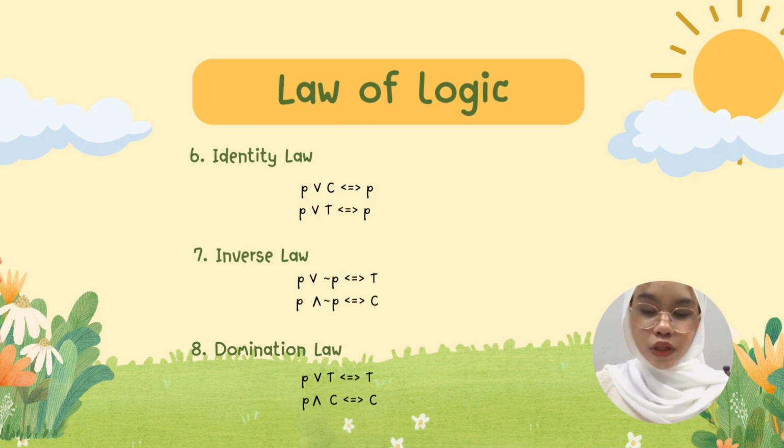So for number 6, we have identity law, which is P or C equal to P. P or T is logically equivalent with P. Number 7, inverse law. P or not P is equal to T. P and not P is equal to C. Number 8, domination law. P or T is logically equivalent with T. P and C is logically equivalent with C.